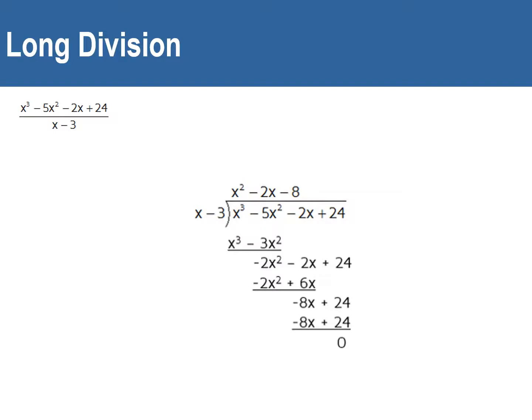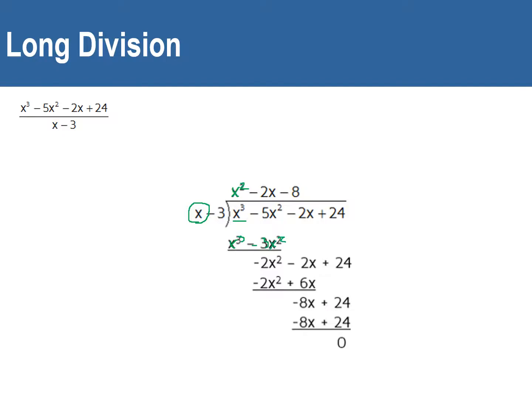So you remember when we did long division, if I wanted to do something like x cubed minus 5x squared minus 2x plus 24 divided by x minus 3, I could actually treat this like a long division problem and say, okay, x goes into x cubed how many times? It goes x squared times. And then multiply x squared times x minus 3, and that's x cubed minus 3x squared.